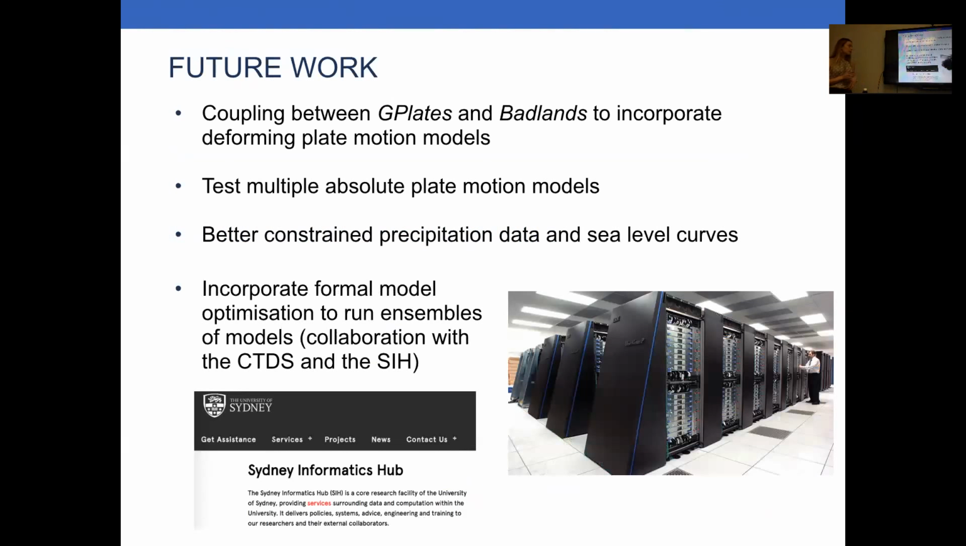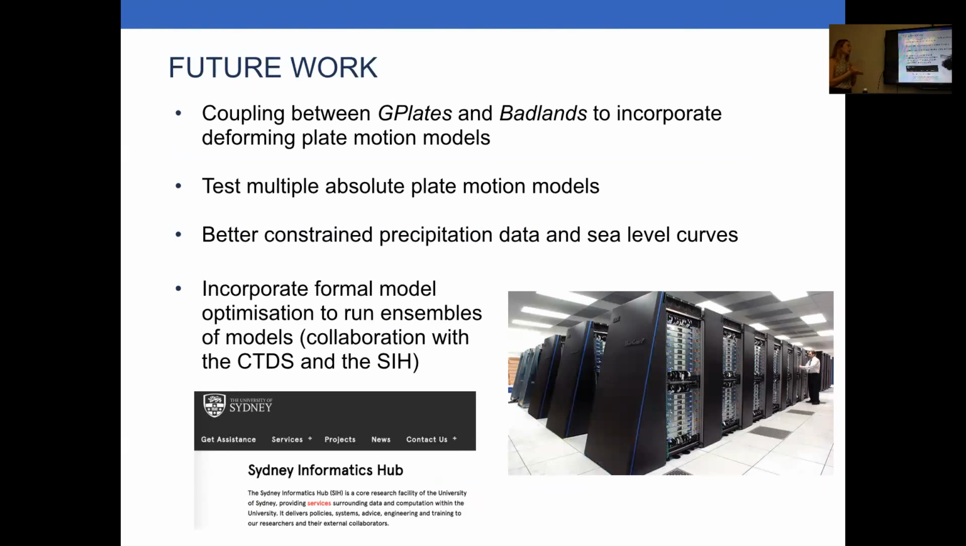So first of all, we believe that in the future, models will require the coupling between the GPlates plate tectonic reconstruction software and the Badlands surface processes modelling code in order to incorporate deforming plate motion models that better capture lithospheric processes, which were only crudely captured in our models through the tectonic topography. We also hope to test multiple absolute plate motion models, which is again to do with the plate reconstructions, to help constrain the timing of that sea, which was offset by about 25 million years.